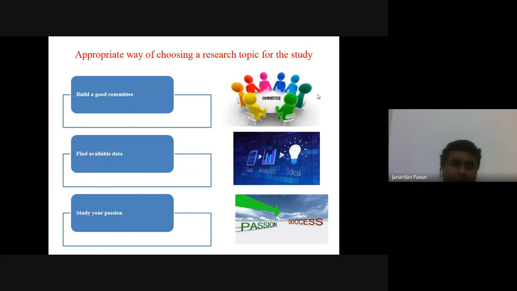I have seen n number of examples. People get frustrated because of non-availability of data, and they leave the topic, and then they say goodbye to PhD. And I don't want to see all of you doing this. Then study your passion. As I told you, people are passionate about research. So whatever is your passion, go for that.